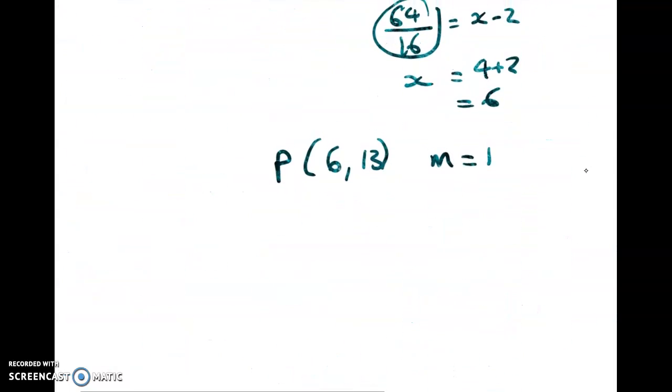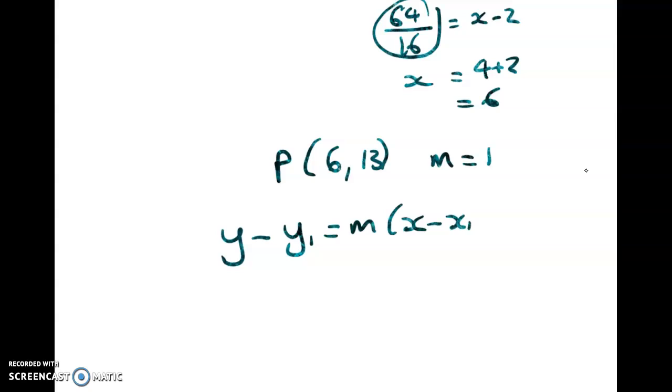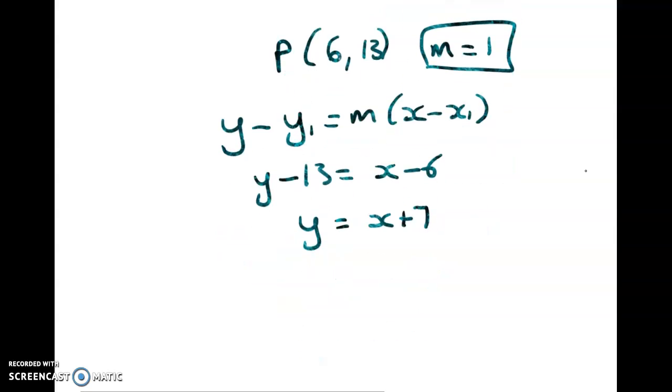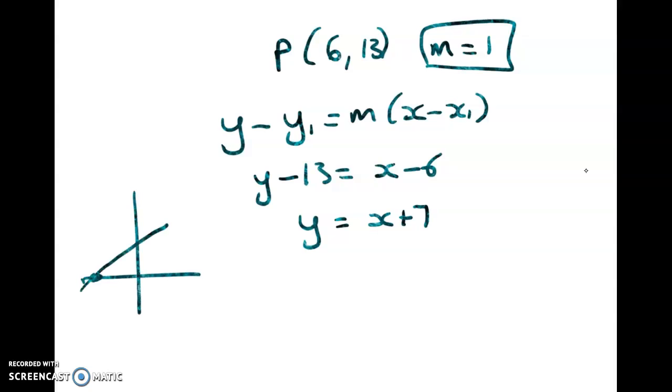Right, so moving on, the next step is to find the equation of the tangent, and I'll use y minus y1 is equal to m times x minus x1. That gives me y minus 13 is equal to x minus 6 because the gradient is just 1, giving us the equation y is equal to x plus 7. Now that's starting to look good, because remember, I'm trying to show that the distance between these 2 points is 7 root 2.